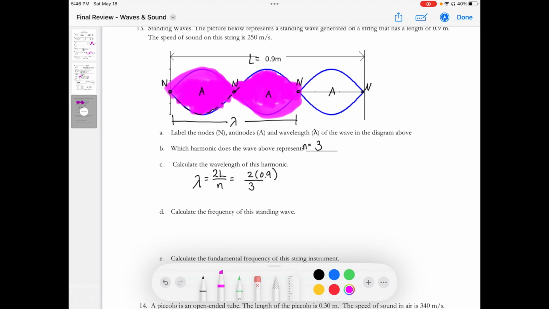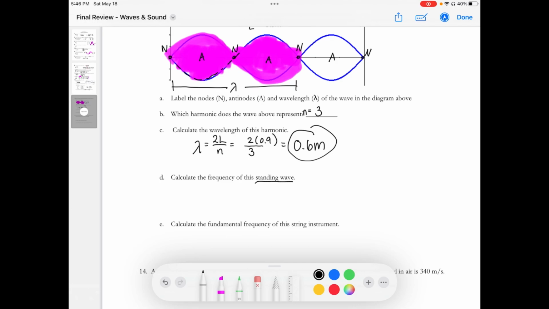That's why this equation looks like this. It's 2/3 of the total length of this instrument. And 2/3 of 0.9 is 0.6 meters. This standing wave is the third frequency in the set. So once I get this frequency based on the speed of the wave in the string, that frequency is not like the fundamental frequency. So D and E are not the same answer.